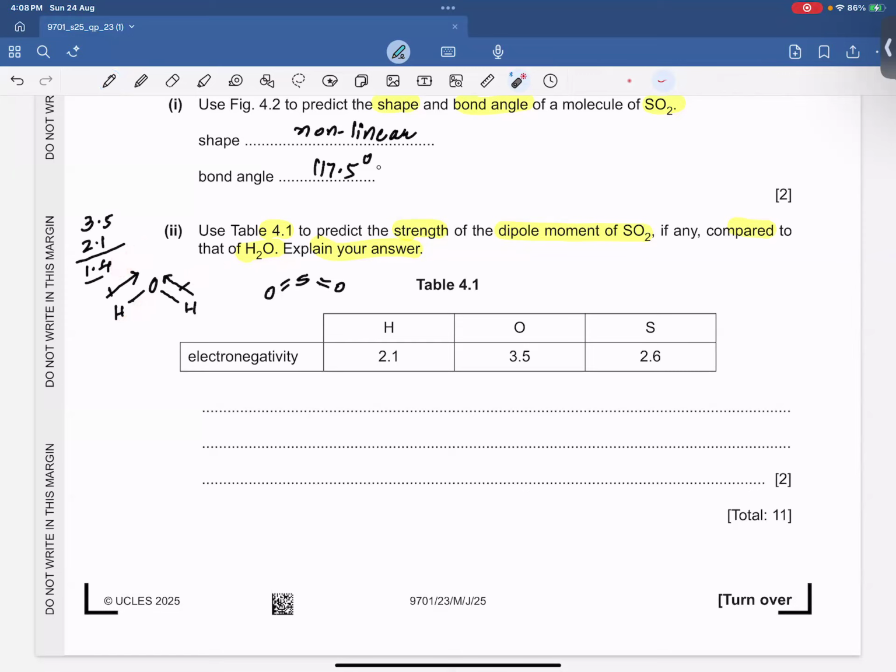Now sulfur has an electronegativity of 2.6. And oxygen has an electronegativity of 3.5. So if you get the difference, it's going to be 0.9, which means the dipole moment of this SO bond is 0.9 and the dipole moment of this SO bond is 0.9. So the strength of dipole moment in OH bond of water is stronger than SO bond in sulfur dioxide, okay?